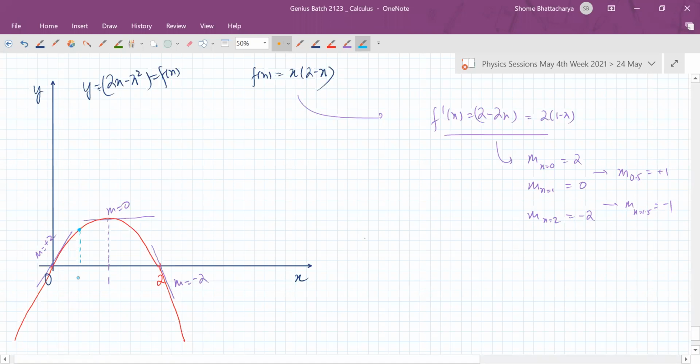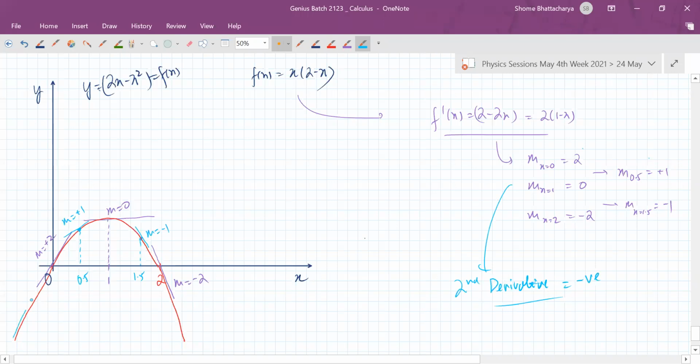At this point, 0.5, the slope of the tangent is plus 1. At this point, 1.5, you can see the slope of the tangent is how much? Minus 1. So see how the tangent is changing its slope. It's changing its slope from 2 to 1 to 0, minus 1 to minus 2. So what we know about the second derivative, therefore, the second derivative has to be a negative value, because all the time the slope is decreasing.